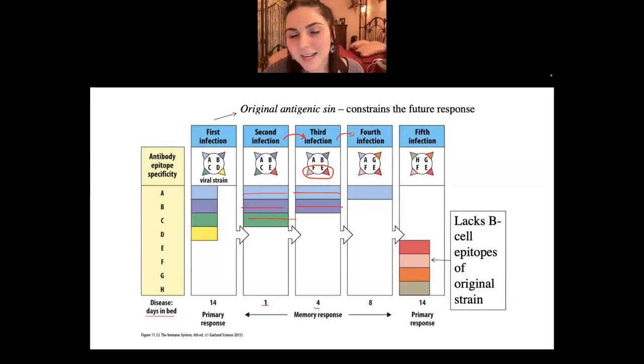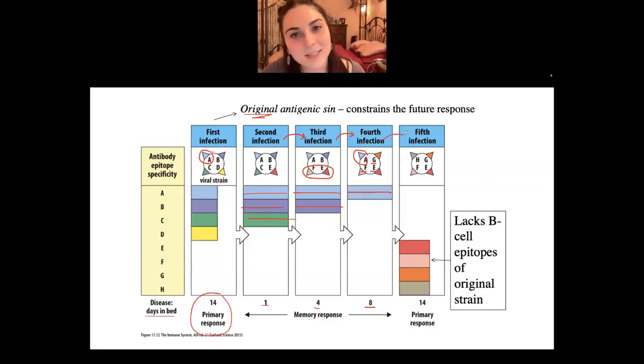Now we have drift again, and now the only epitope we have from the original infection is A. This is the only one we have from the original one. But the body's still like, nope, I'm going to preferentially use my memory cells against epitope A instead of making new memory against E, F, and G. Again, you're fine. Maybe you're sick for like 2 weeks, but you still handle it. You're still not as bad as the first time you saw it.